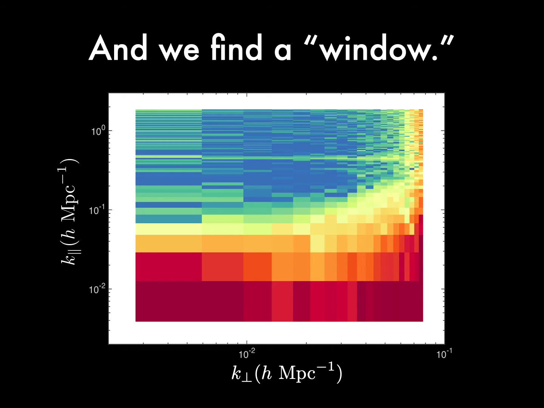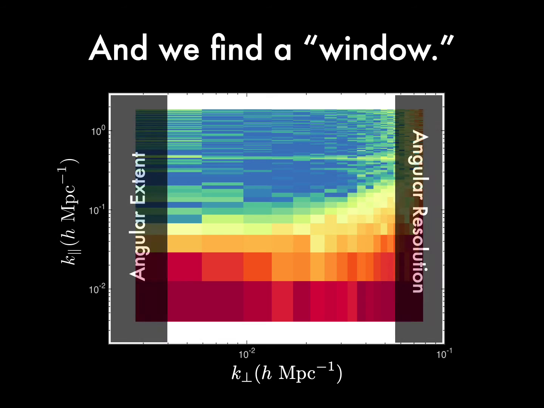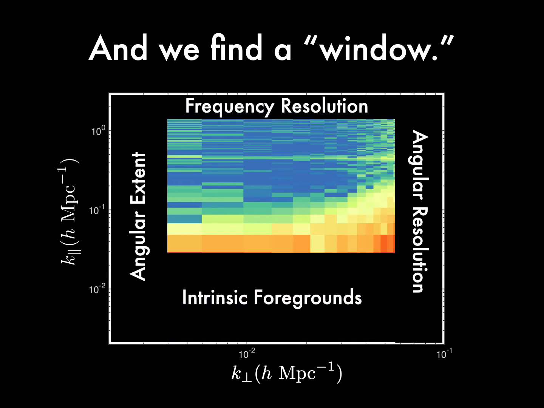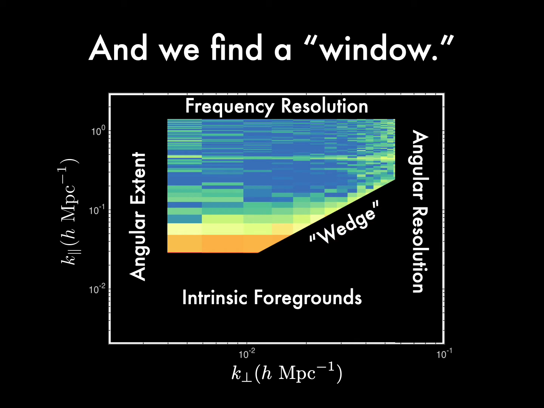So physically, from an instrumental perspective, the left and right side here are set by the angular extent, the field of view, and the angular resolution. It tells us the finest and largest modes that we can measure perpendicular to the line of sight. And likewise, the lowest k-parallel modes are set by the foregrounds. Those are completely dominated by the very smooth synchrotron emission, and the top here is set by our frequency resolution. But there's also this other effect, which we call the wedge, which is really important for understanding how instruments are designed and ought to be designed.